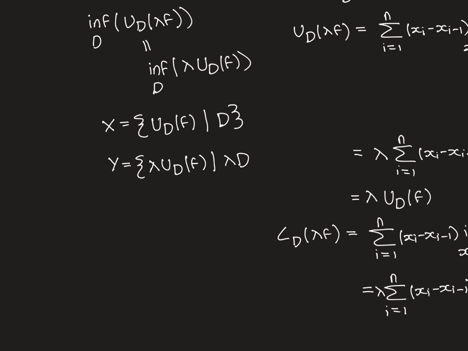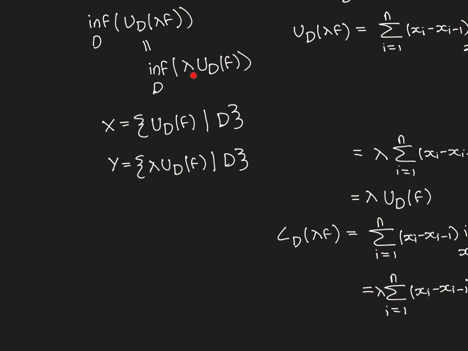So again, you go over every single possible dissection, you find all the values of the upper Riemann sums for our function f, and you just multiply them all by lambda. That will be the set y. That's what we're now trying to take the infimum of here.